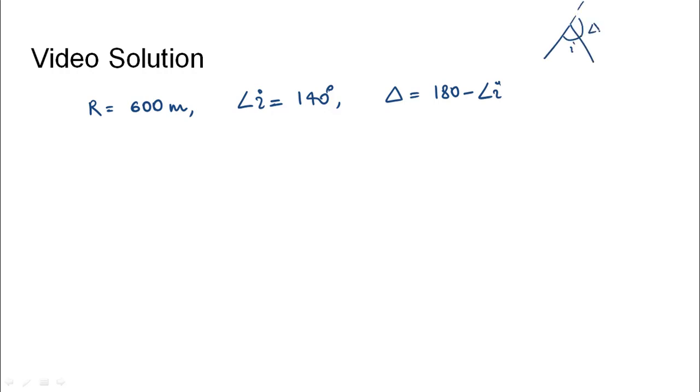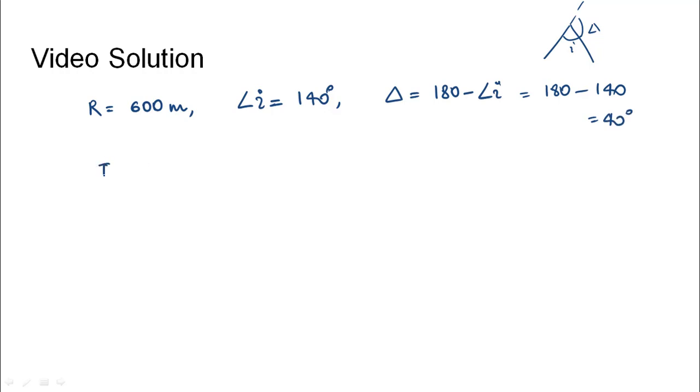In this question, radius has been given as 600 meters. It is given that the angle of intersection is 140 degrees. So using this, delta would be equal to 180 degrees minus the angle of intersection. This is because the angle of intersection is this angle and delta is this angle, which together make 180 degrees. So using this, we would get the value of delta as 40 degrees.